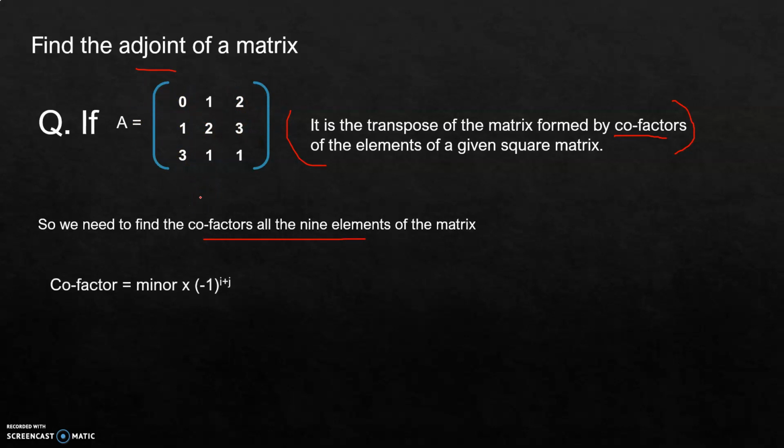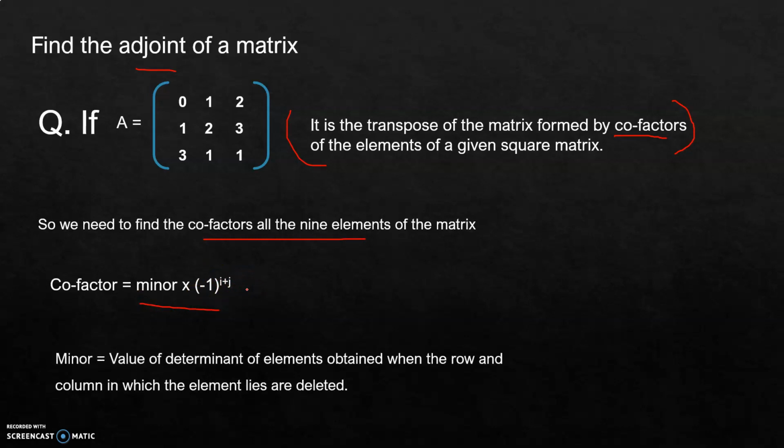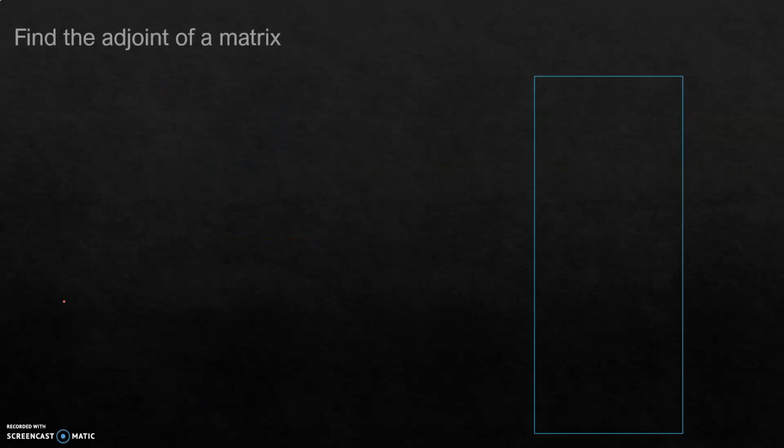Cofactor we already discussed in the last video: minor into minus 1 whole raised to i plus j. And the minor means the determinant obtained when the row and the column in which the element lies are deleted. That is the minor. For minor and cofactor, please check the previous video. Okay, then find the adjoint of a matrix.